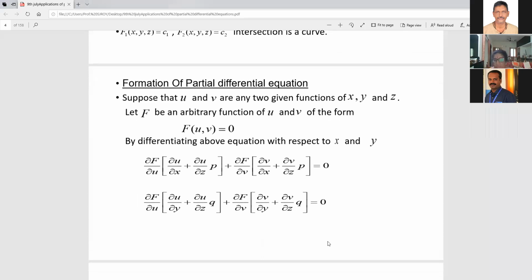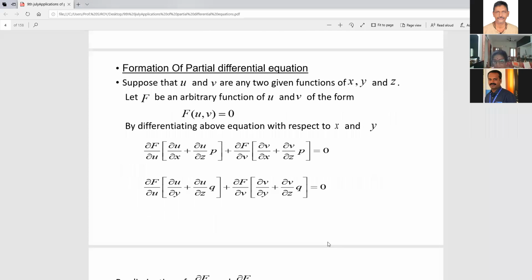So I am taking one complex system, and here I am having some arbitrary function of u and v. Here u is a function of x, y, z. So we will be starting with the PDE. So the flow is like this.